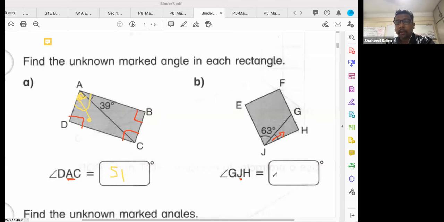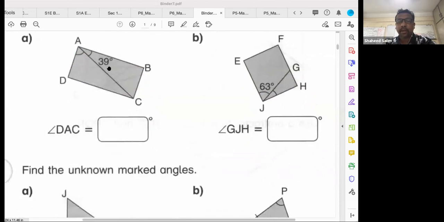Okay? And what about this one? Yes, thanks, well done. What about the rest? How to find this one? Same thing. I think I'm going too fast. You take 90 minus 63. What do you get? 27. For some of you, this is too easy. Putra, you okay? We will try the next few.